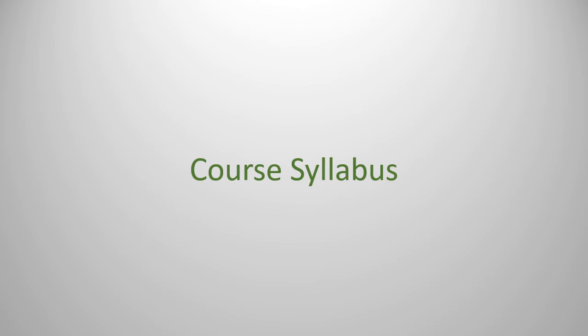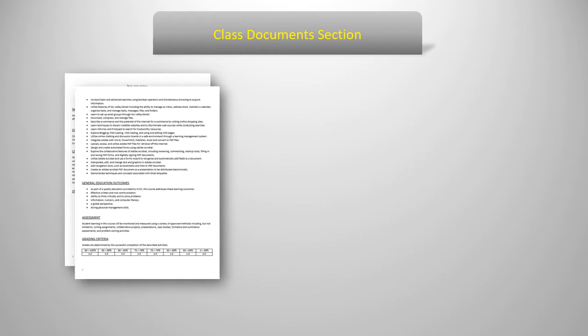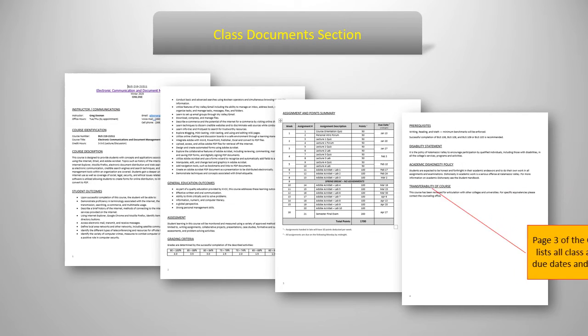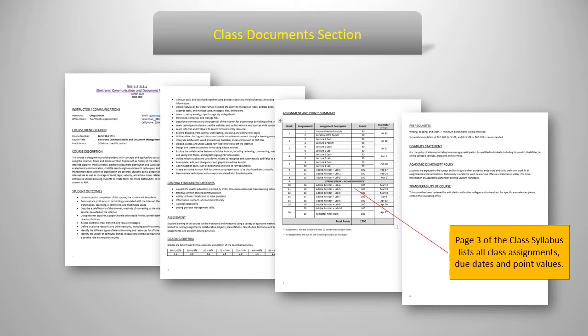Please be sure to take a look at the course syllabus, which is also in the class document section. When you look at this course syllabus, particularly pay attention to page 3. On that page, you'll note the assignments and points summary. There's a table there which has all of the assignments for this course, and there are a total of 21, including the last one, which is the semester final exam.